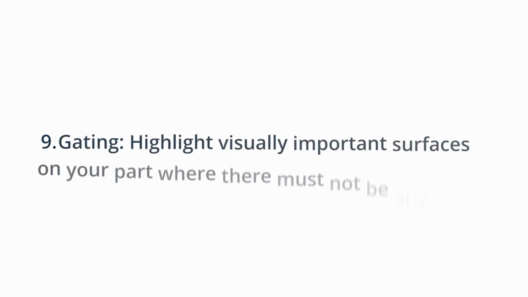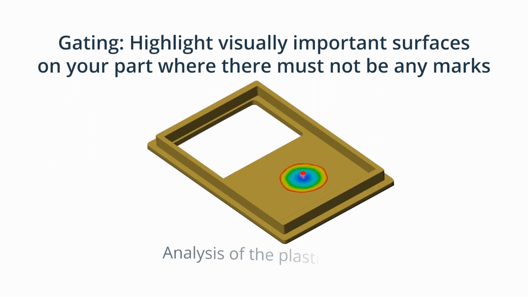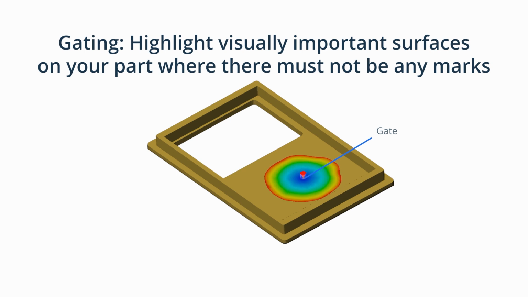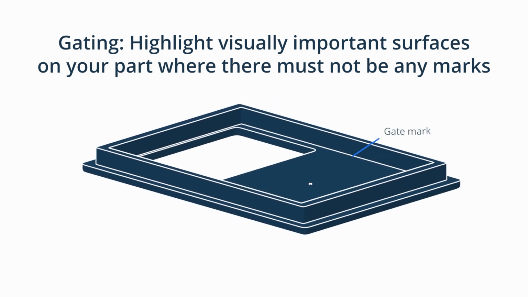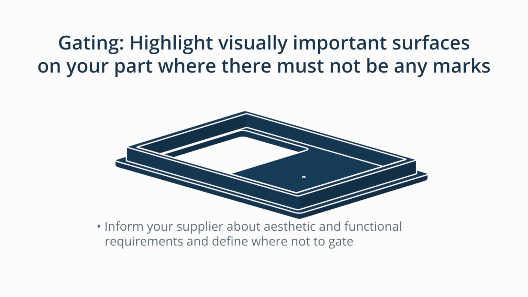And last tip, highlight visually important surfaces on your part where there must not be any marks. In order to properly manufacture your part using injection molding, it is important for the manufacturer to understand from the outset what your requirements are in terms of its appearance. One key point for the toolmaker to consider is the gate location. Gates are entry sections through which the molten material enters the mold. The toolmaker has to choose the type of the gates and position them strategically to minimize potential quality issues. Gates also leave gate vestige or a visual indication that the part was gated, even if it is subtle. That's why we recommend letting your supplier know about any aesthetic and functional requirements and define where not to gate.